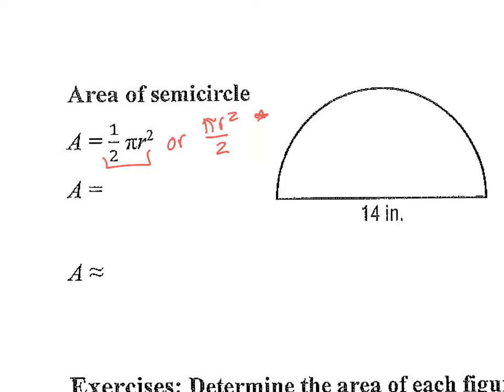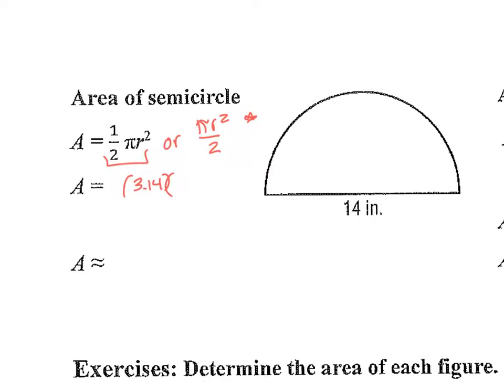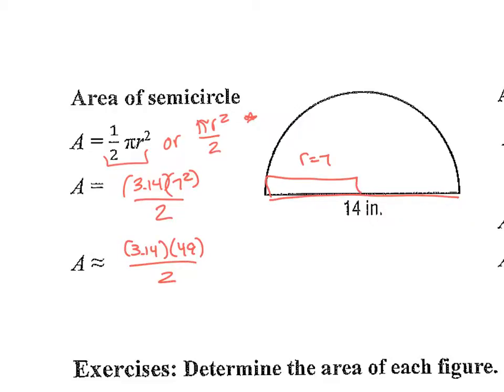So if we go to plug our numbers into this formula, we know pi is 3.14. What's my radius for this semicircle? 14. No, 14 divided by 2, 7. 14 is my diameter, so I need half of that. So 7 squared divided by 2. We want to do the top part first. Let's do order of operations. 7 times 7 is 49. Then multiply that by 3.14. Then the last step will be to divide by 2.